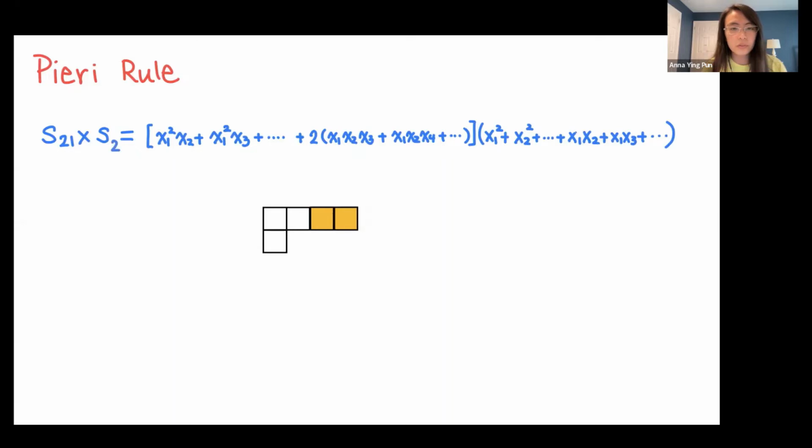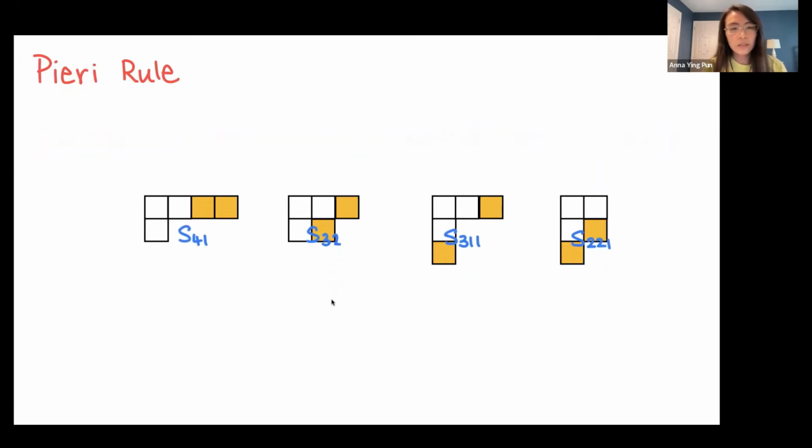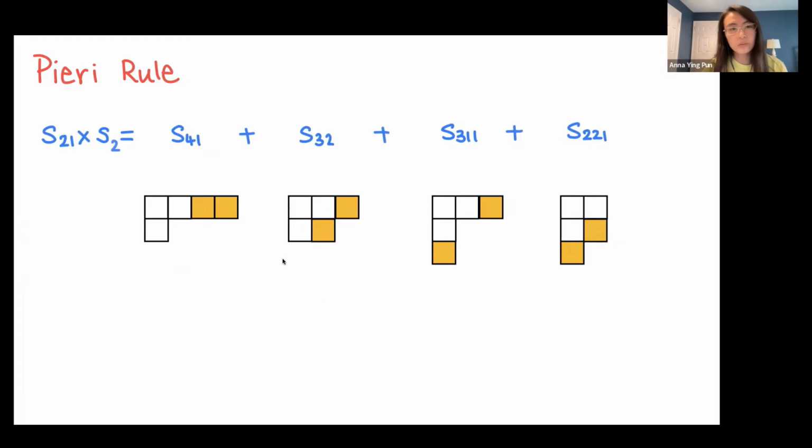So how can we do that? Well, we can just do it like this, or like that, or like that, or like that. And these are the only possible ways that we can do. And so we record all the shapes, and that gives you the Schur expansion of the product. So the Pieri rule gives you a very powerful, simple and clean way to write the product of two Schur functions into Schur functions.